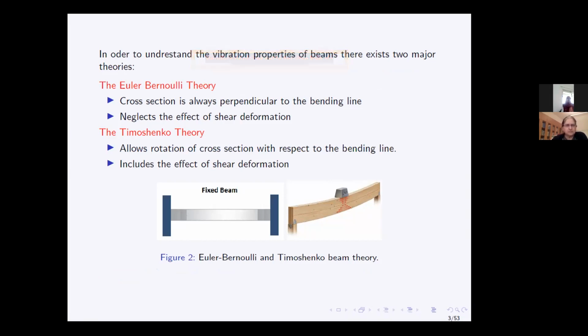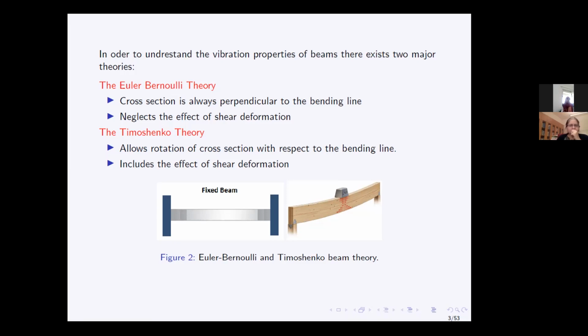Well, the Euler-Bernoulli theory assumes that the cross-section is always perpendicular to the bending line, and also it neglects the effect of shear deformation. So here, as you can see in the picture, we have a fixed beam, which means, mathematically speaking, we have a Dirichlet boundary condition. And when we exert a force, the beam will deform. We have a small deformation.